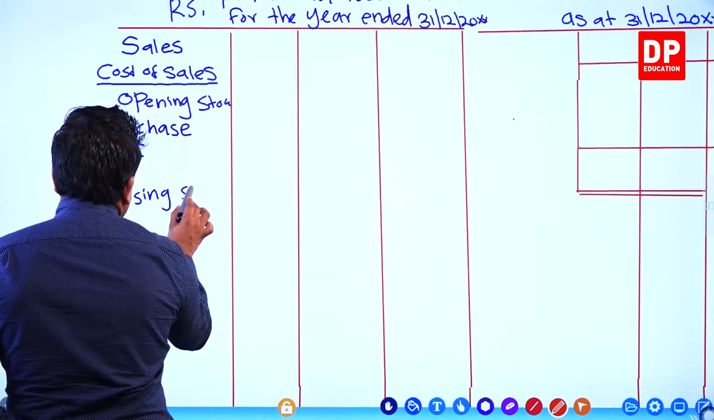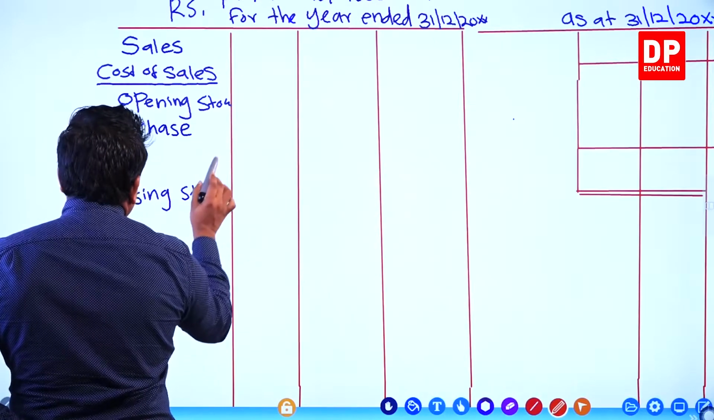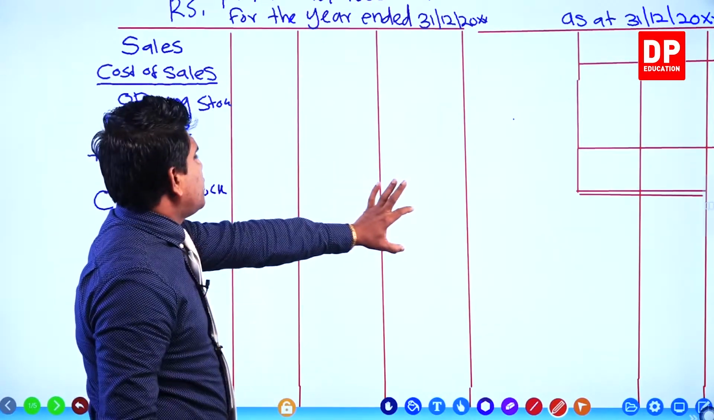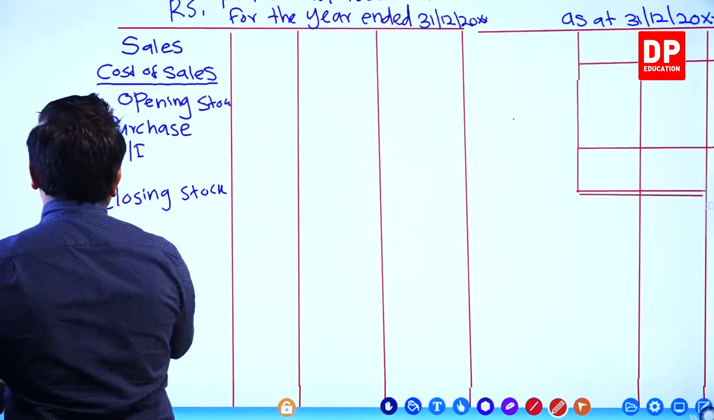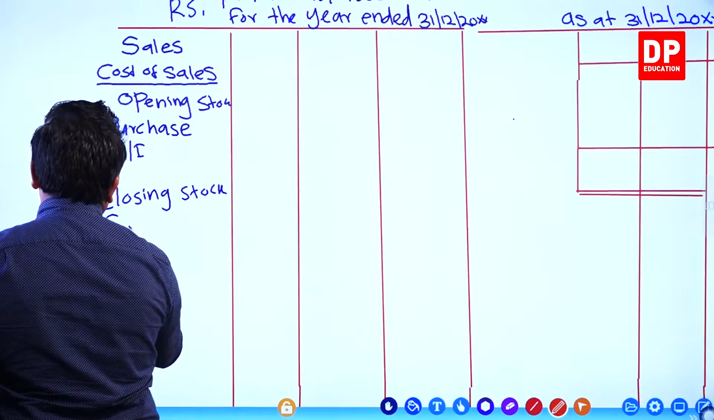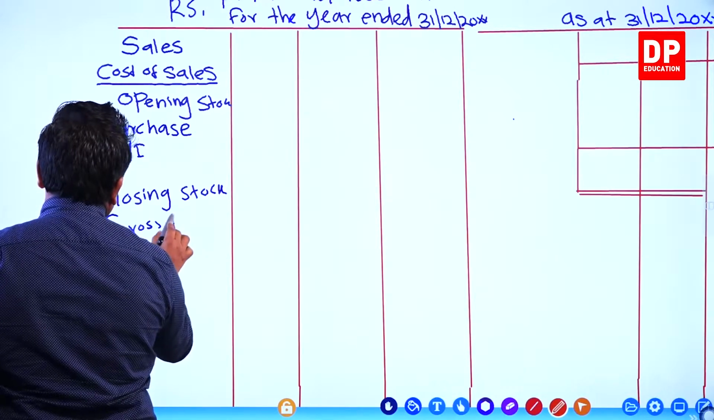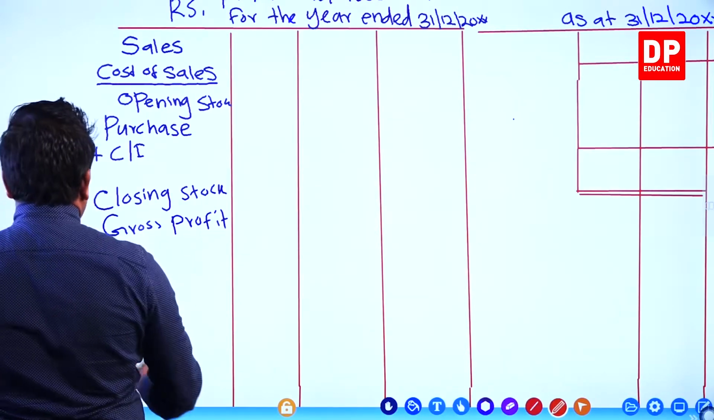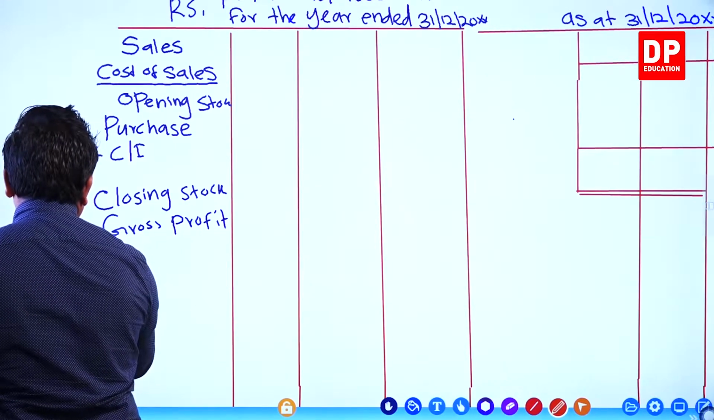After the closing stock, you can see the cost of sales. Then the difference, gross profit.